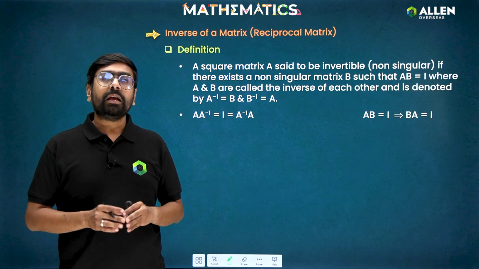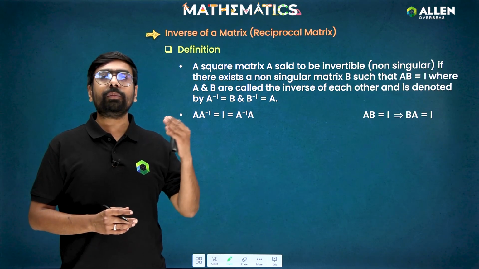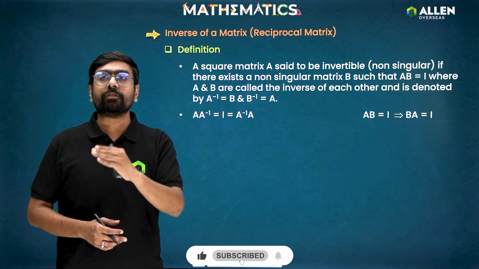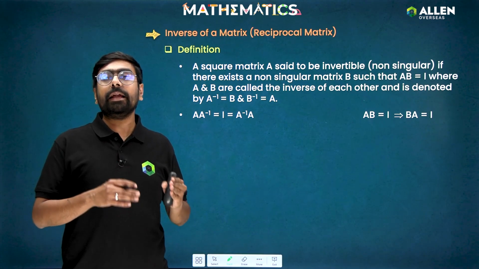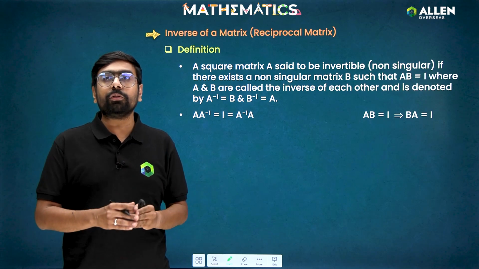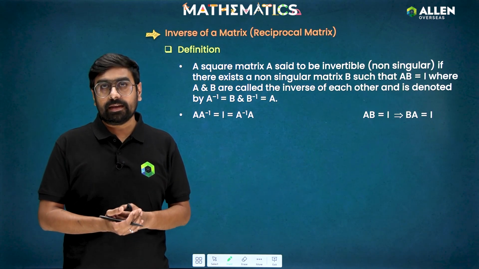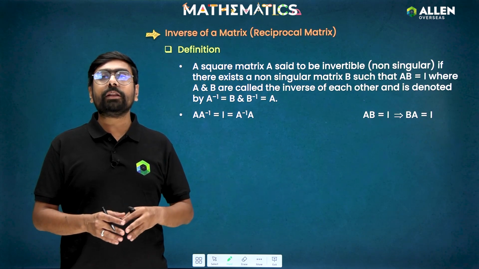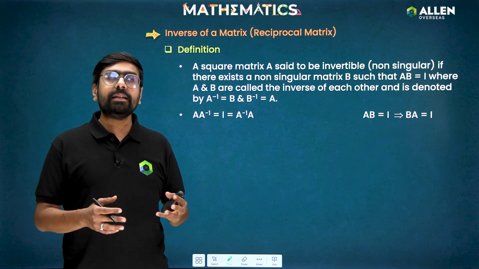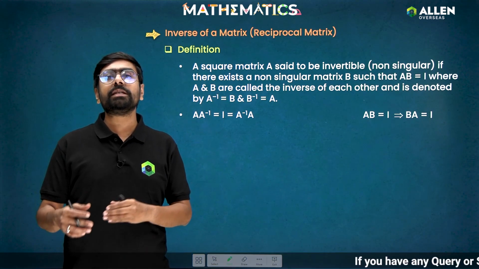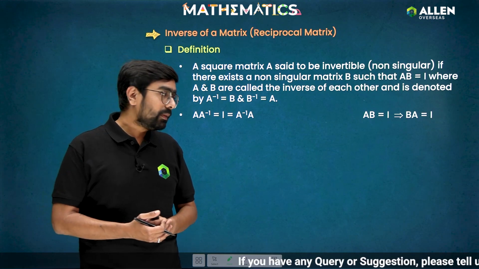According to the definition, a square matrix A is said to be invertible or non-singular if there exists a non-singular matrix B such that A into B, when we multiply both the matrices, results into I, that means an identity matrix, where A and B are called the inverse of each other and is denoted by A inverse is equal to B, or we shall say B inverse is equal to A.